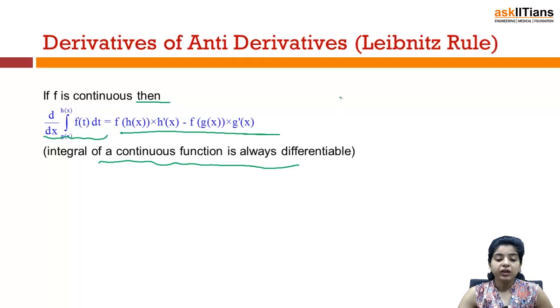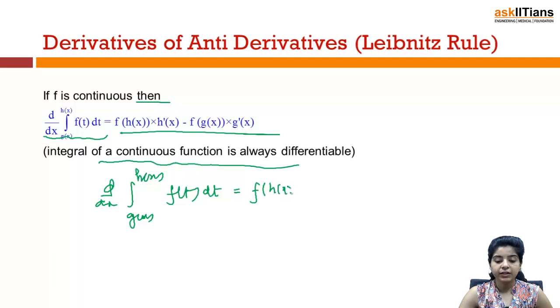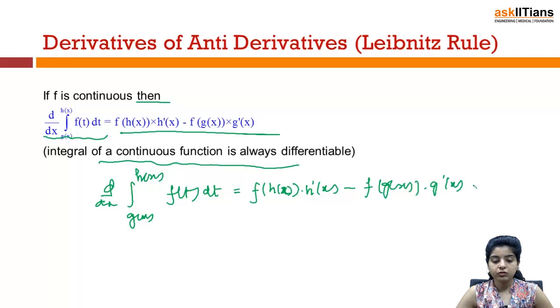So, it is basically saying that d by dx of integral, say I have the limits as g(x) and h(x), and f(t) dt is equal to, first of all, the value of the function at the upper limit, that is f at h(x), into derivative of upper limit minus f at lower limit into derivative of lower limit. So this is how we are going to use this rule.